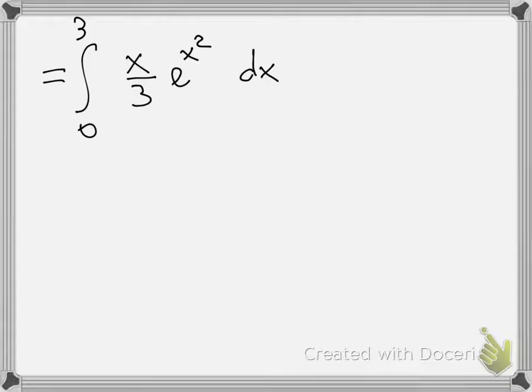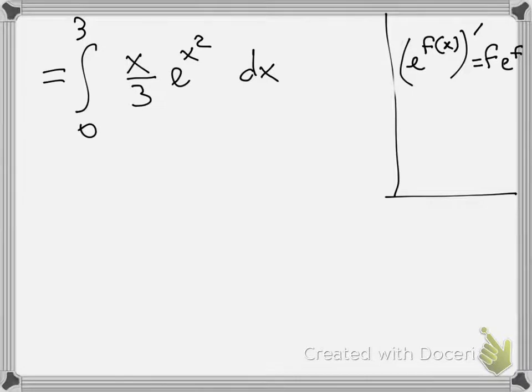Okay. Now, is it possible to integrate this, x e to the x squared? Yes, because, let me just remind you guys. The derivative of e to the f of x is f prime e to the f, right? So if you have the integral of f prime e to the f dx, that would be e to the f of x plus a constant, of course. So here, this is my f.